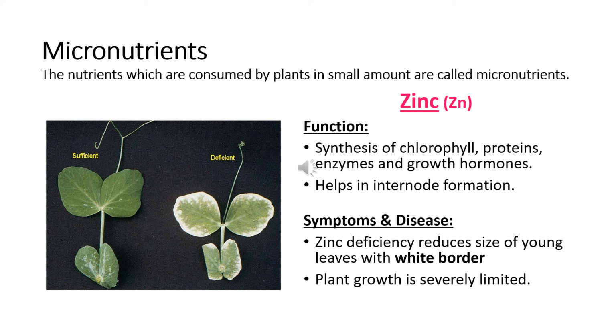And not only that, it also helps in internode formation, the gap between two leaf axils. And plant growth also depends on internode formation. So what are the symptoms? Zinc deficiency reduces the size of young leaves, with a white border. Look at the picture. The border of the leaf is white. The left leaf is healthy, but the right one is not. It has a deficiency of zinc. Another symptom is that plant growth is severely limited.